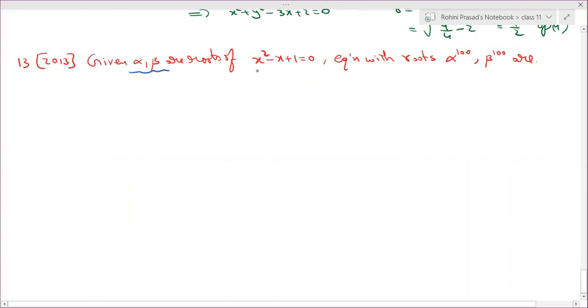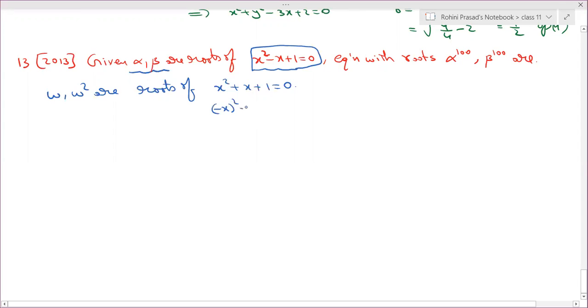So they're given alpha, beta are the roots of this equation. They're asking us to find the equation with the roots alpha power 100 and beta power 100. So in general, we'll be worried about finding the roots and then getting this. But we know that omega and omega square are roots of x square plus x plus 1 equal to 0. But if you observe this equation closely, this is minus x whole square plus minus x plus 1 equal to 0. So in place of x, you have minus x.